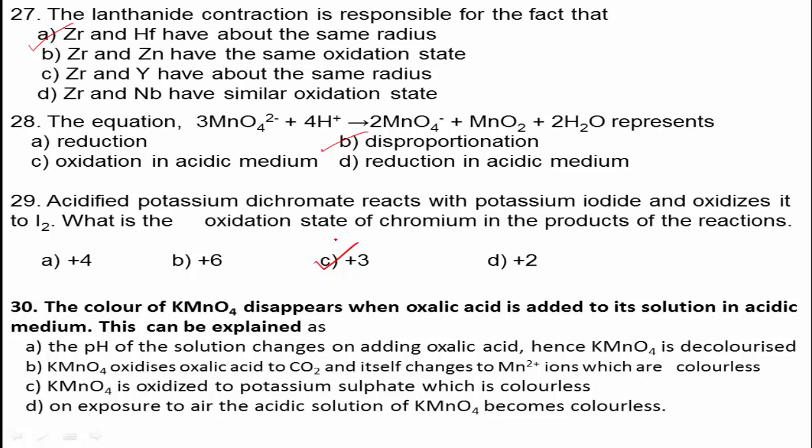Students, KMnO4, potassium permanganate, acts as an oxidizing agent. It oxidizes oxalic acid to carbon dioxide, CO2, and itself changes to Mn2 plus ion which is colorless. You know the reaction.